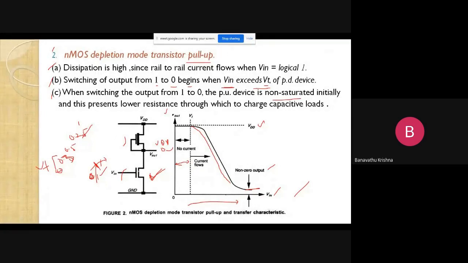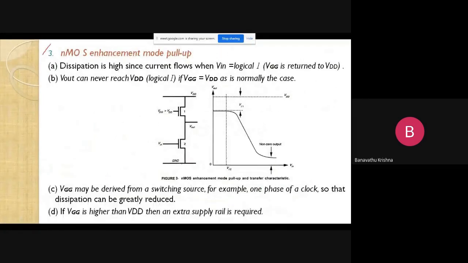Next case is NMOS enhancement mode as pull-up device. Let us see here. This is an NMOS inverter, an NMOS device here. This is another NMOS inverter. Actually, it is also an enhancement mode device. But here, it is always on. Why? Because VGG is fixed at VDD.